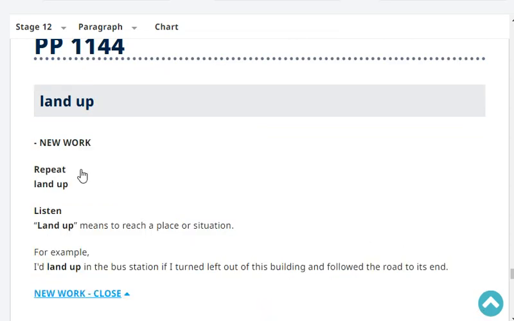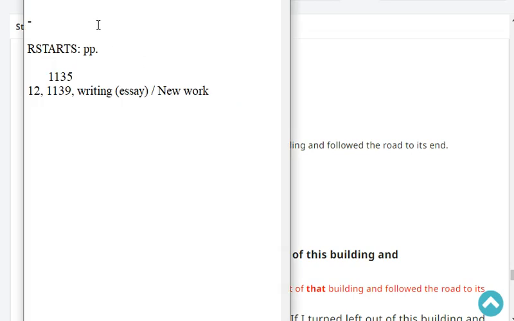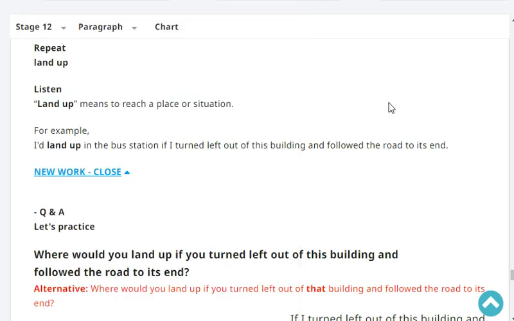Next, repeat: land up. Very good. Okay, listen. Land up means to reach a place or a situation. For example, I'd land up in the bus station if I turned left out of this building and followed the road to its end.